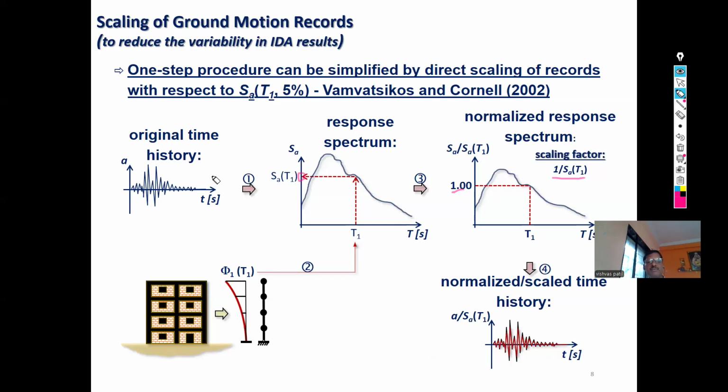Then whatever the acceleration records are there, to each acceleration value the scale factor 43 is multiplied, and therefore the original time history will be revised, and this is known as a normalized time history record. And this normalized time history record should be used for the IDA purpose. In the next slide also I will explain about this.